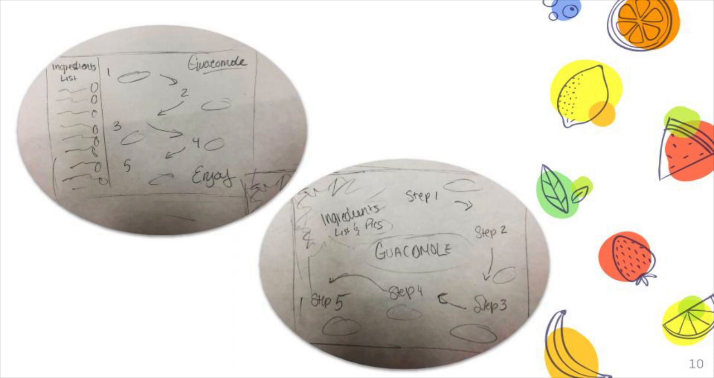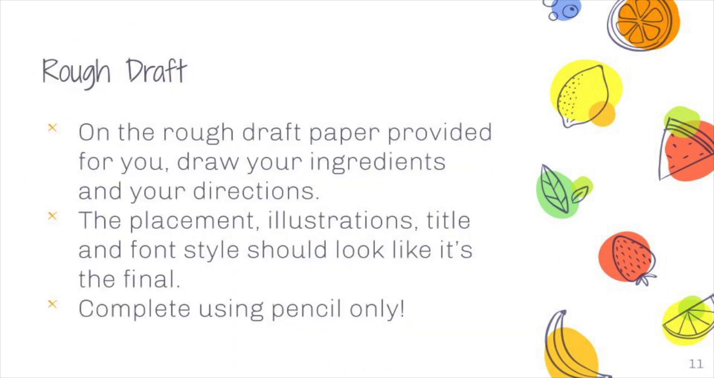I could totally come up with more than 2 ways to do this, but all I'm requiring from you is 2 thumbnails. Once you've figured out your composition, we're going to move on to our rough draft. So you're going to get rough draft paper from me, and you will start drawing everything exactly how you want it to look. So your placement, the composition, the font that your title is in, what words you're going to use for your directions, what your pictures are going to look like, the style of them. All of that is going to be figured out in your rough draft.